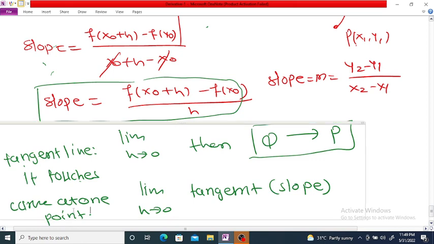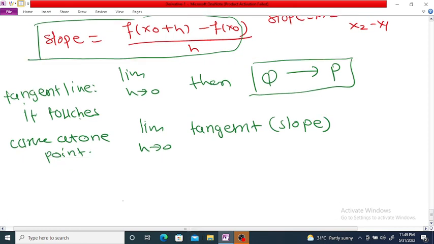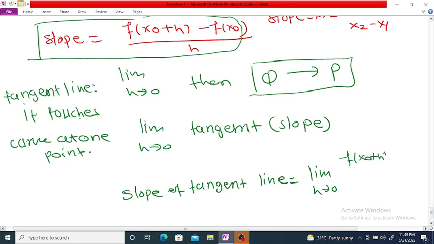So hope you understood this. Thank you. So finally you can say, the slope of the tangent line is equal to limit h tends to 0, f of x0 plus h minus f of x0 divided by h.